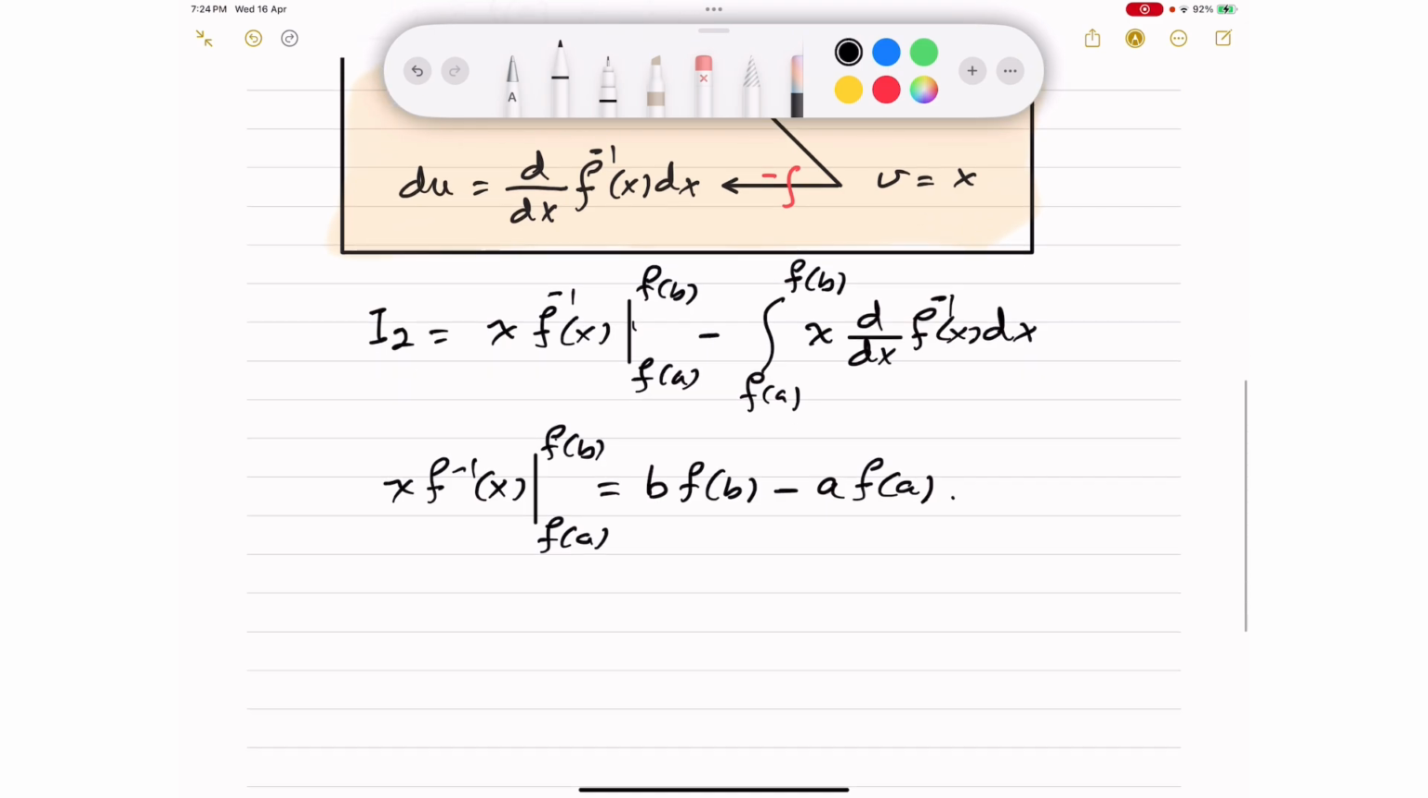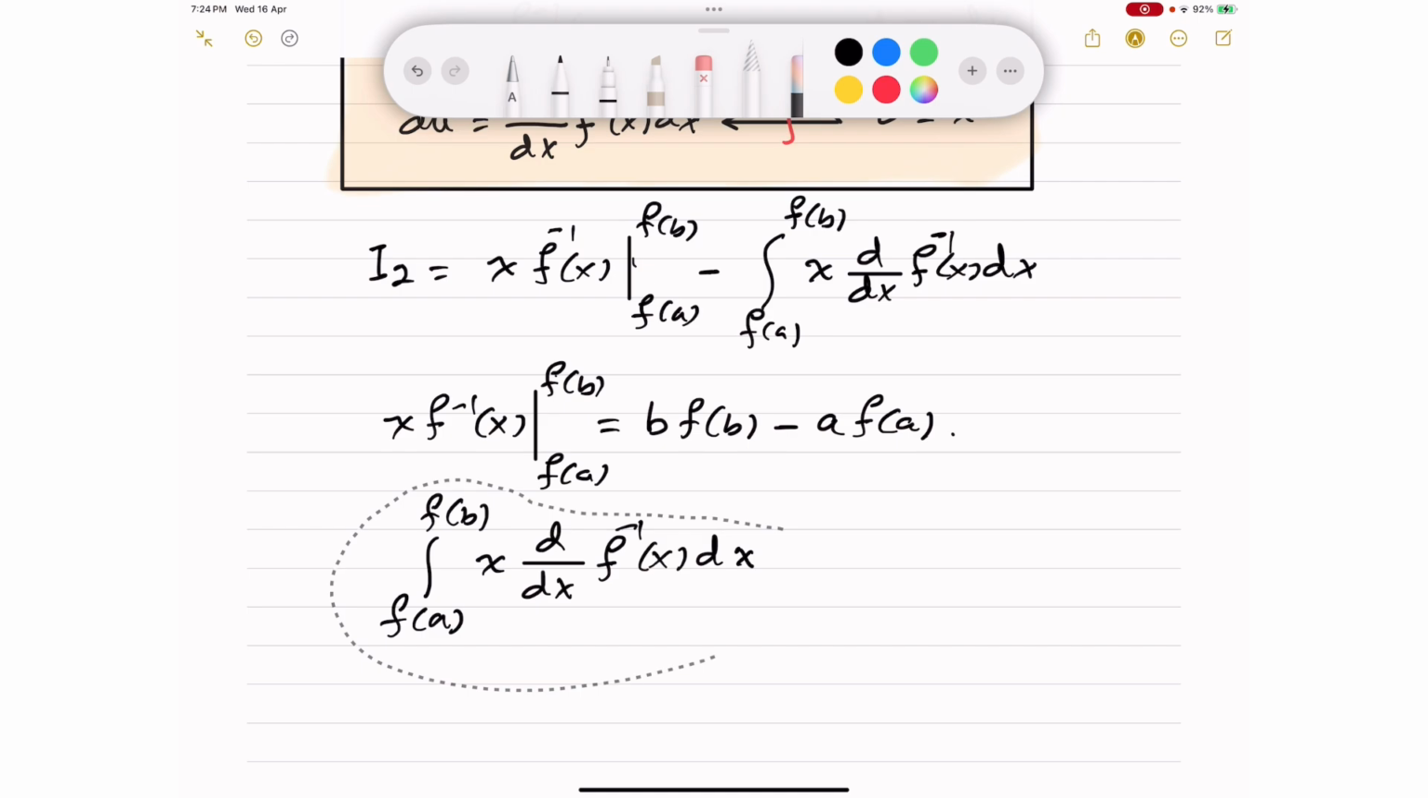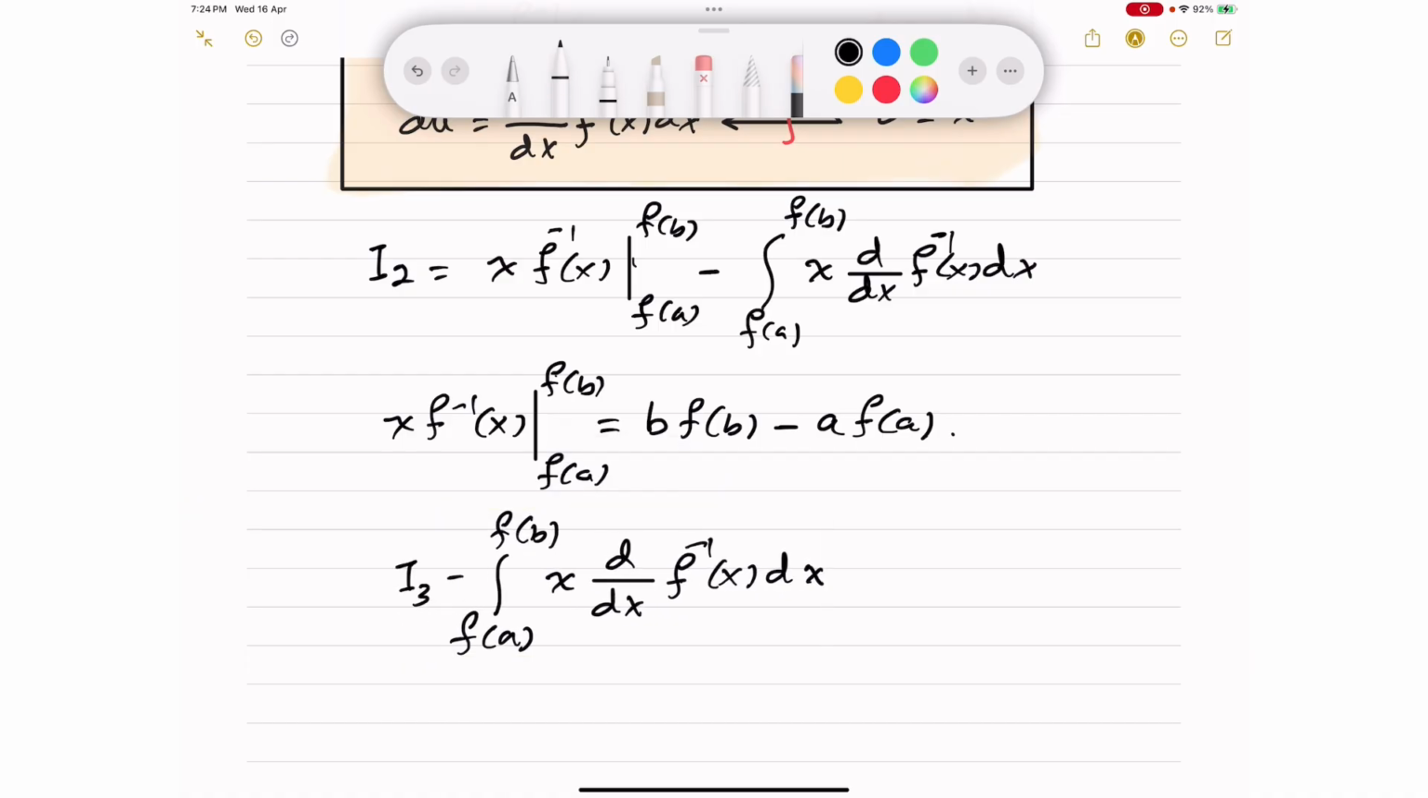Now let's worry about the second term, which is simply the integral from f of a to f of b of x multiplied by d by dx of f inverse of x dx. Let me call this I3 for the sake of simplicity.